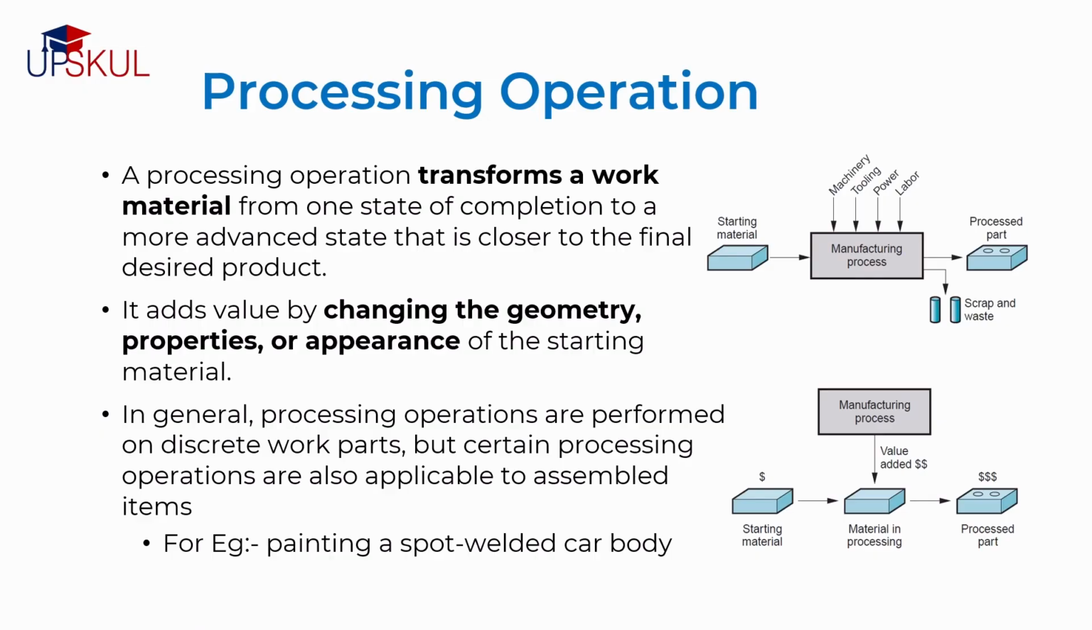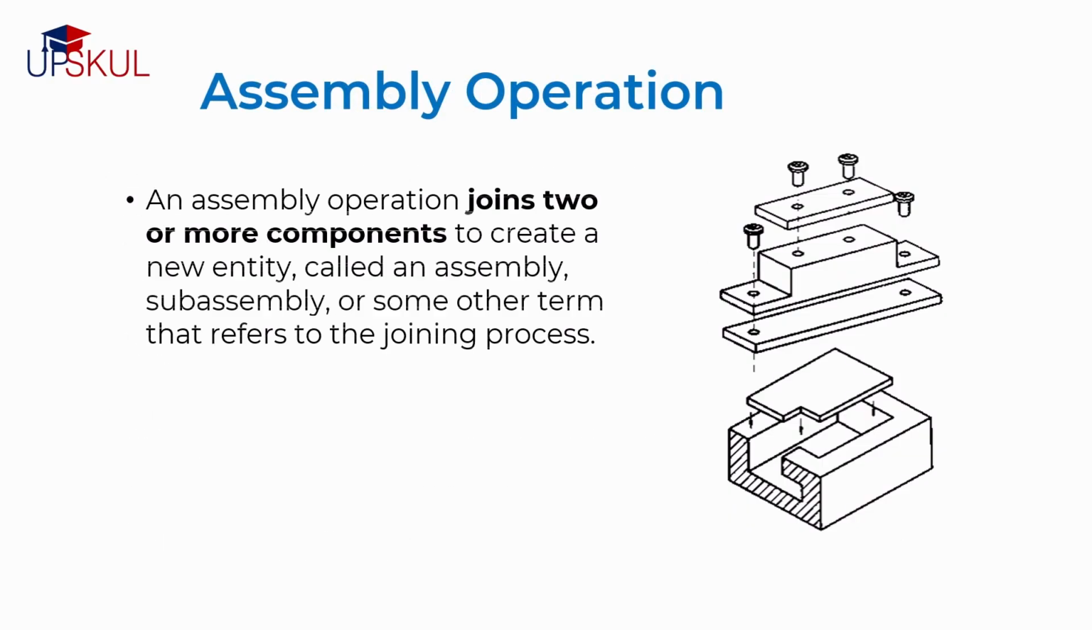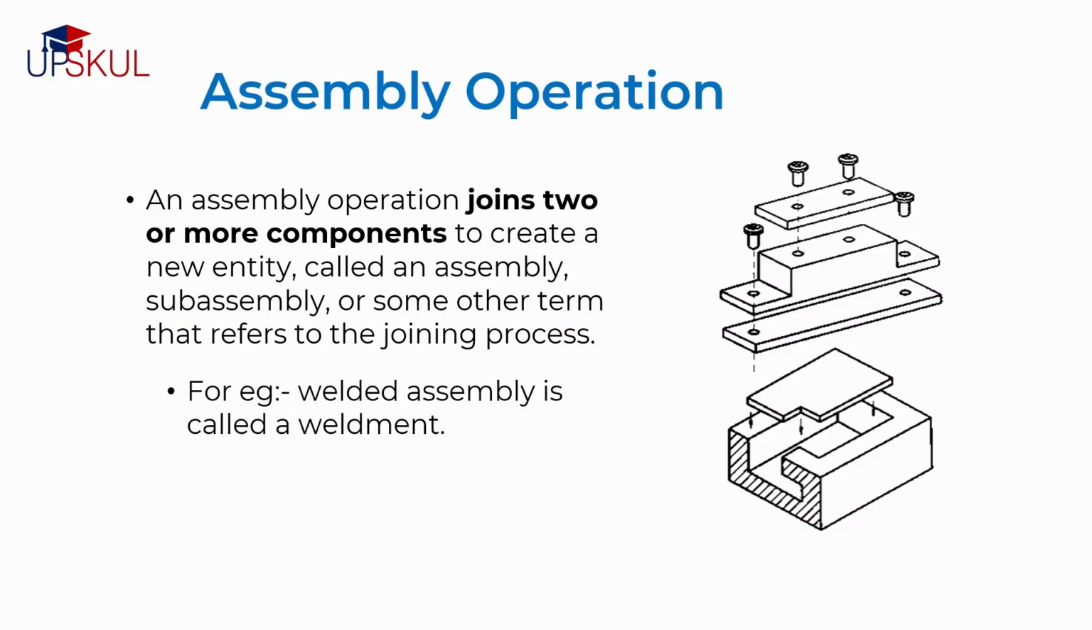An assembly operation joins two or more components to create a new entity called an assembly, a sub-assembly, or some other term that refers to the joining processes. For example, a welded assembly is called a weldment.